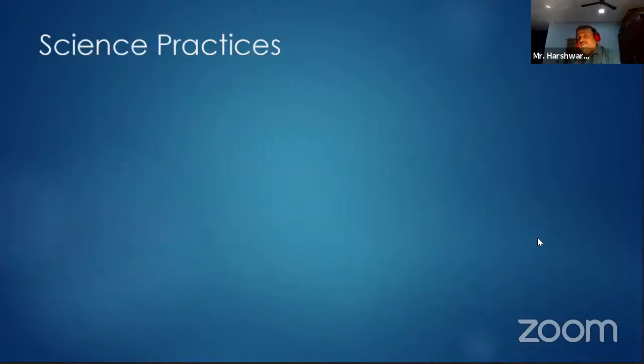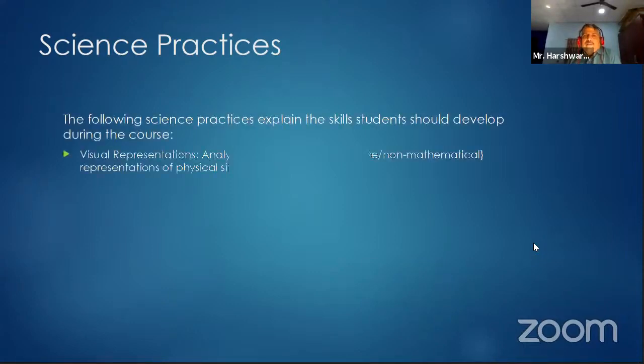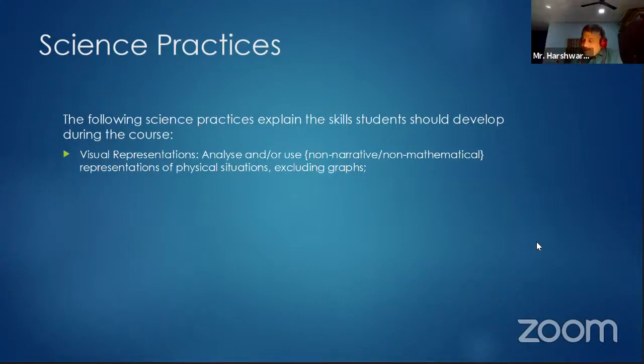Then the other aspect of this paper is the different science practices that the College Board emphasizes that a student should be able to learn when he tries to attempt this particular paper. So the following practices are important. Number 1 is visual representation. You see a lot of questions coming based on a picture, where a situation is depicted in the form of a visual, which is non-narrative or non-mathematical, and based on that physical situation or picture, there are problems for which you have to find the solution.